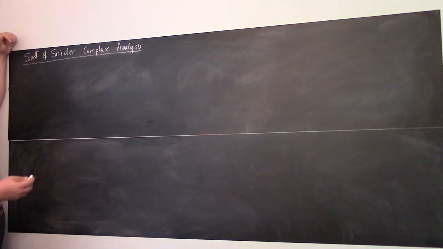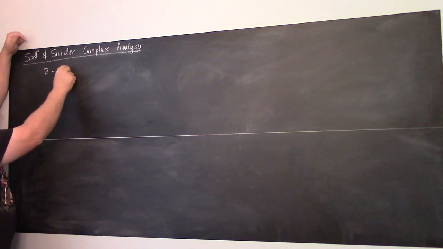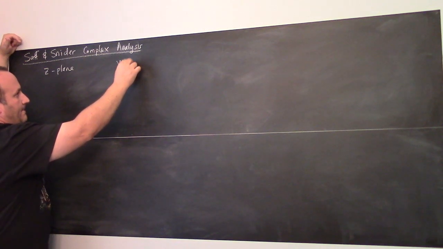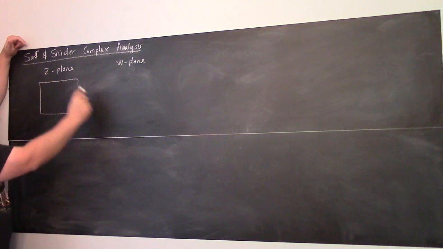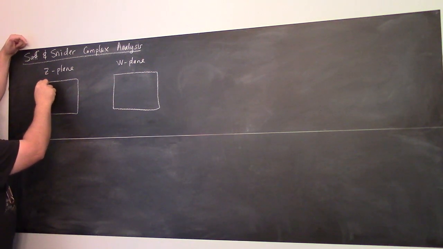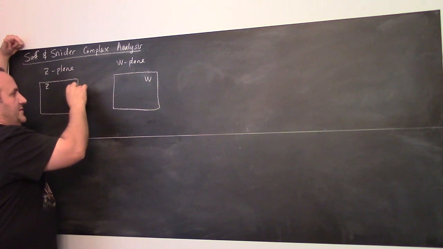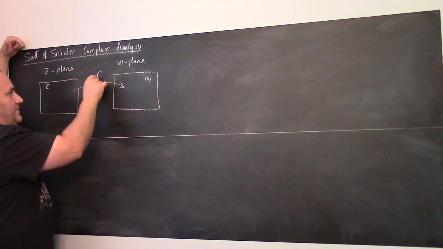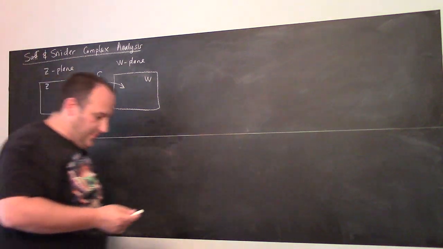But essentially, let's just try to set the stage here. So we've got the z-plane, and we've got the w-plane, right? So this is going to be complex for a bit. So of course you have z here, and you've got w over there, right? And you can suppose you've got some sort of mapping, F, all right? And that'd be a complex differentiable map, all right?